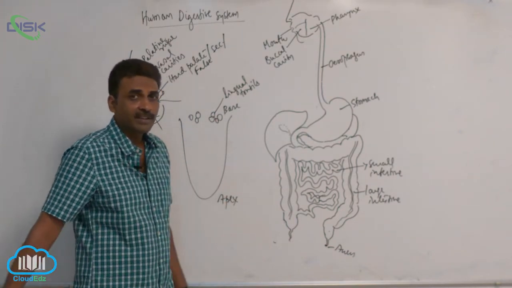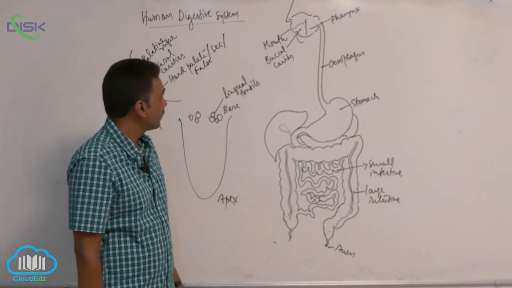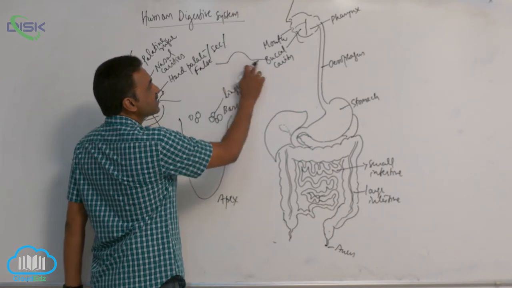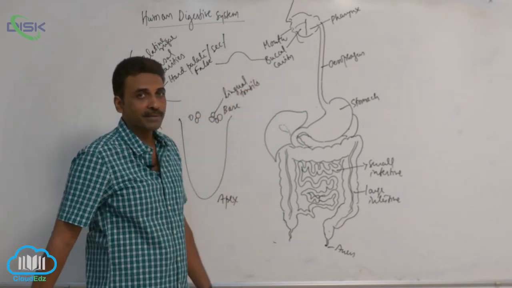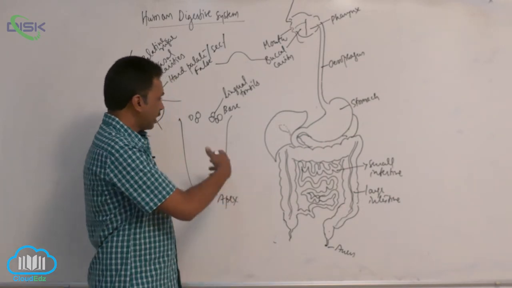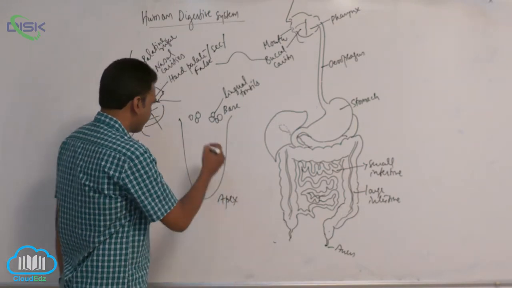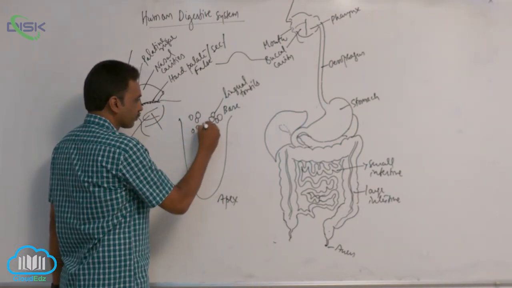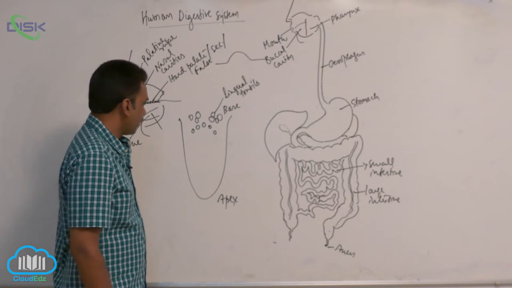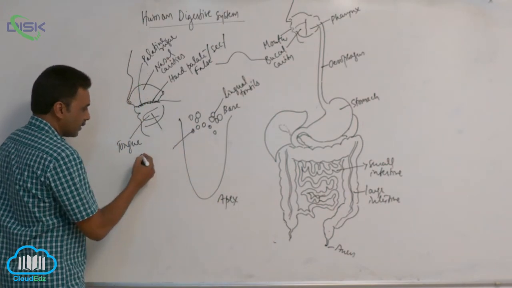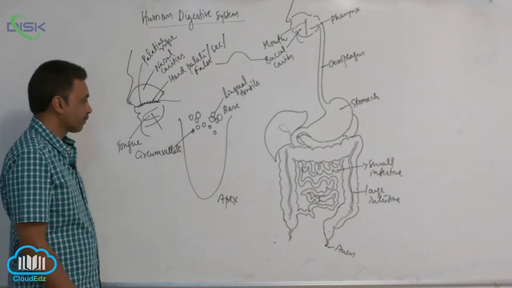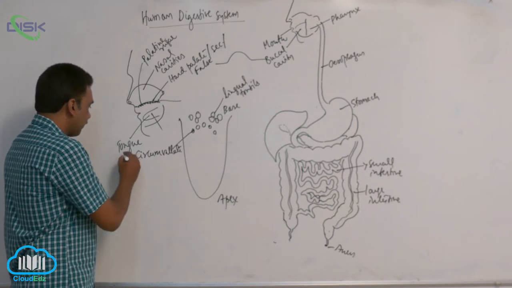On the surface of the tongue, there are papillae. See, this elevation on the surface is called a papilla. So, there are different types of papillae. At the base of the tongue, you can see circumvallate papillae. They're called circumvallate papillae.